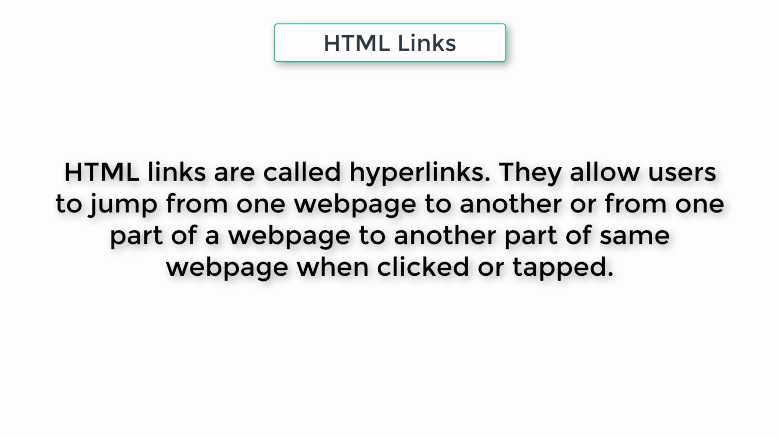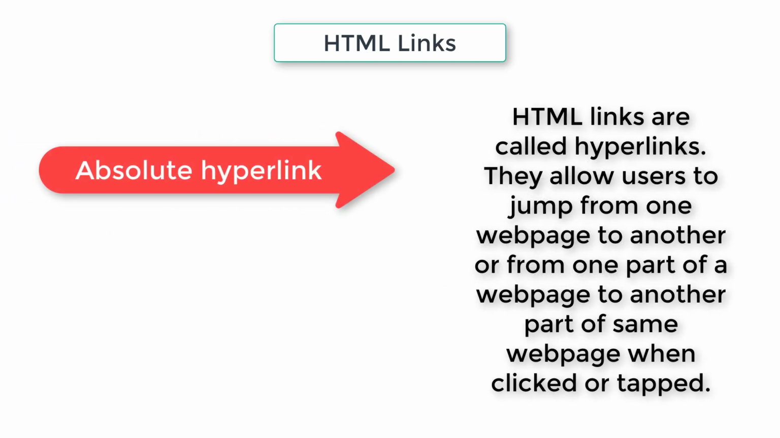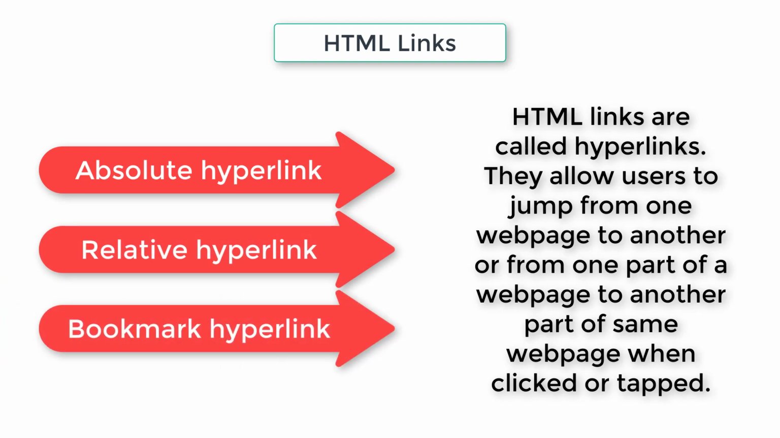There are three types of hyperlinks. They are absolute hyperlink, relative hyperlink, and bookmark hyperlink. In this section, we are going to learn to use all three of these links.